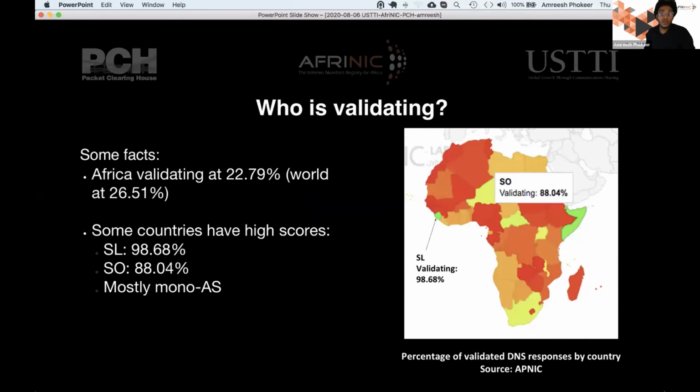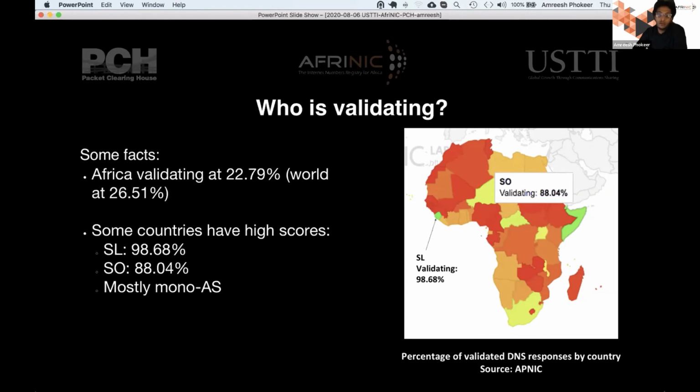And in terms of who is validating, this is data coming from AFRINIC. So Africa is validating at around 22%, and the world is validating at around 26%. Which means we are not that far away, but still, I guess we have a lot of work to do. Especially as you see here, the orange and yellow, we still have some work to do.